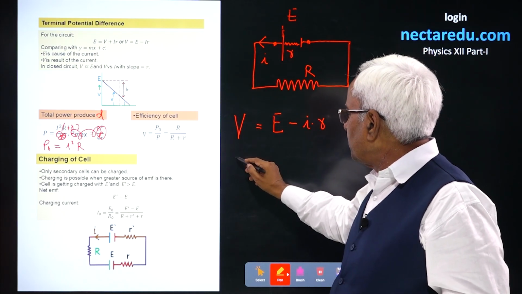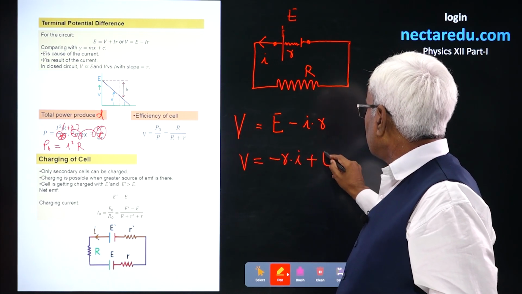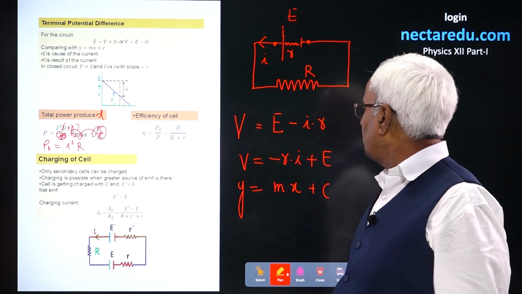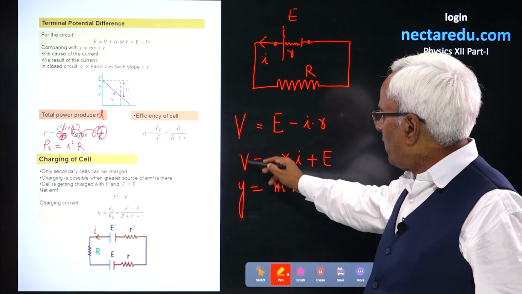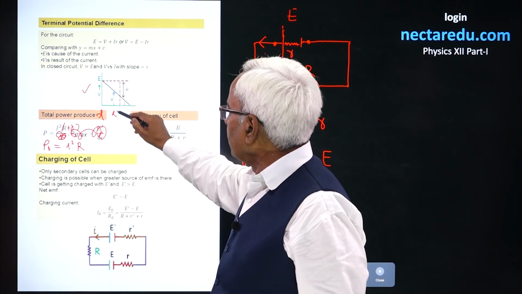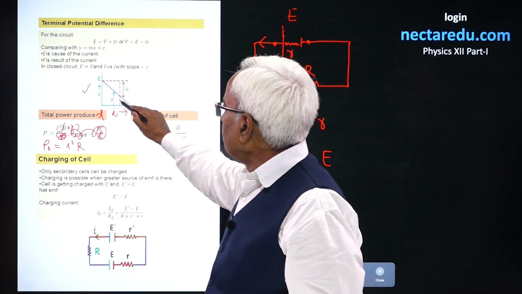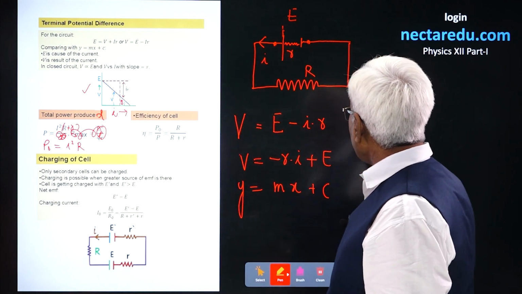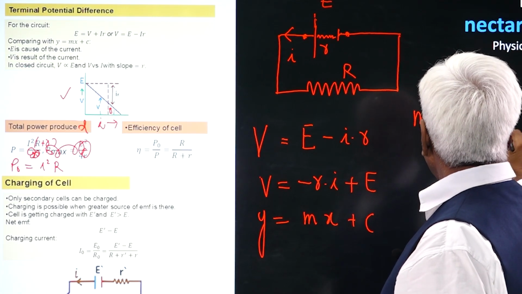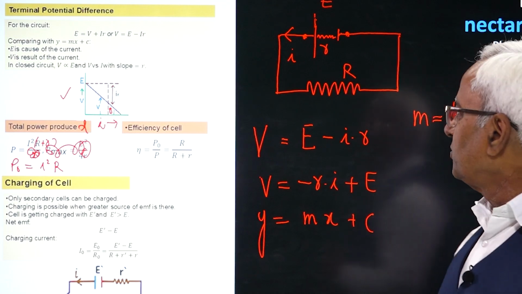Well, you compare this relation. First, you just modify this relation. This is V equals minus Ir plus E. Then it becomes y equals mx plus c. You draw the diagram. Along the y-axis you are going to have V, along the x-axis you are going to have current. Then this angle suppose is theta. You know m is tan theta, and that is here equal to minus r. You might say this slope is equal to the internal resistance of the cell.